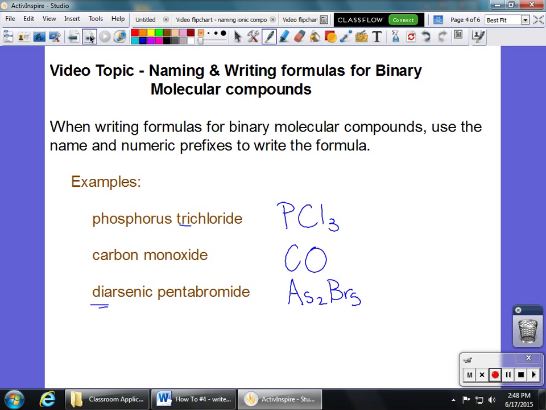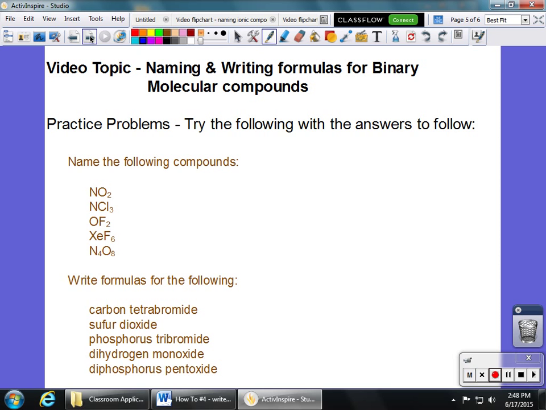I do have some practice problems here for you now. Try those 10 out. See if you can name them. See if you can write the possible formulas for them. And I will have the answers to follow.